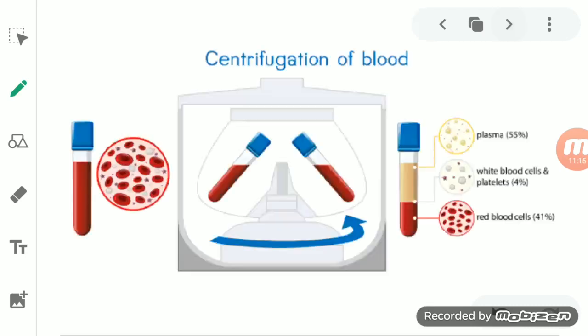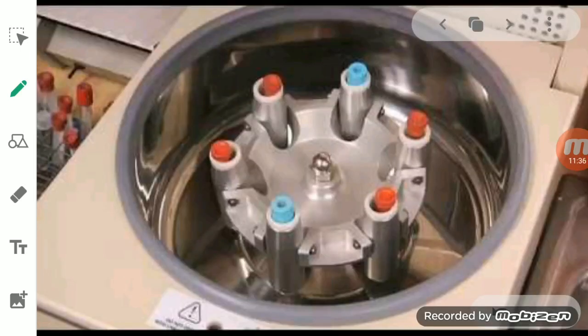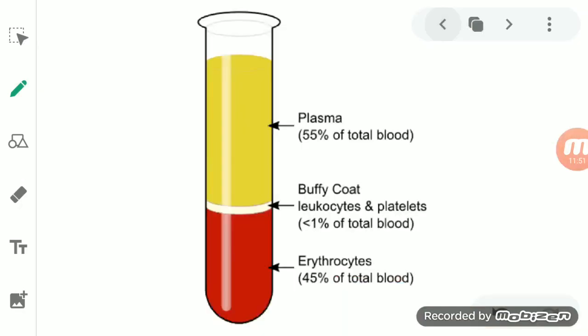There is another very good example, and that is the blood. Okay, so centrifugation also plays an important role in separating the different components of the blood. When we give a blood sample, it is kept in a centrifuge machine. You see here, this is a centrifuge machine, and this is the blood taken from different patients. So when this centrifuge machine in which the blood sample is kept starts rotating, what happens?